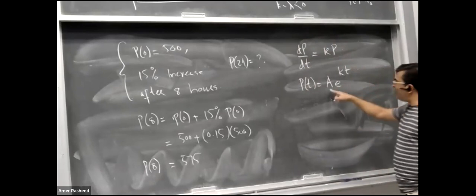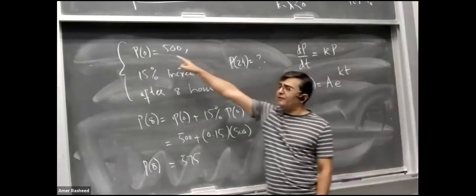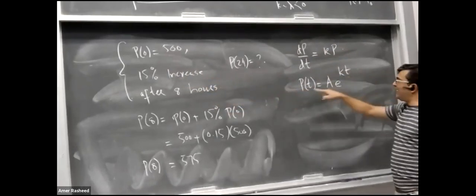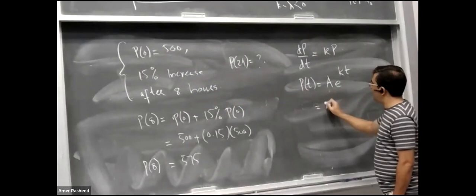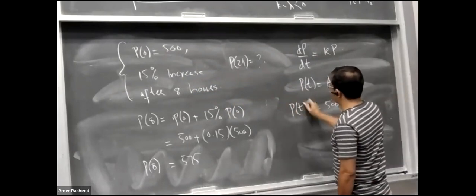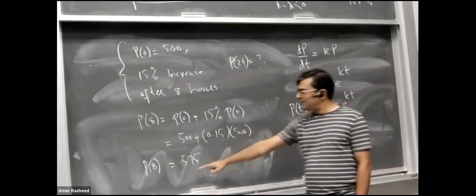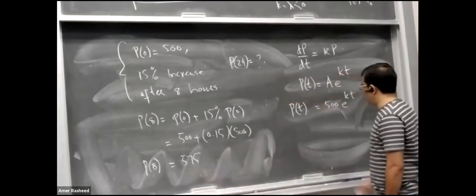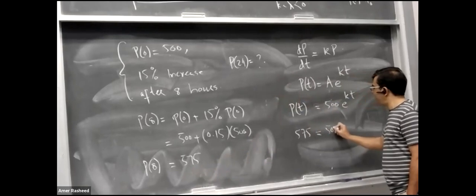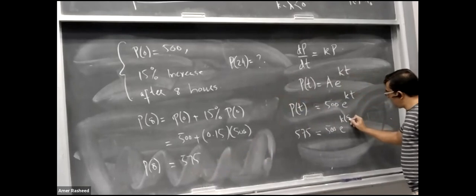Now we have A, what is it? It is the constant of integration. It should be equal to 500. We know it because when you put t equal to 0, we get A equal to 500. So this is your 500 e raised to the power kt. Now still the solution is incomplete. Now this second condition helps us to find the k. Now you can put it: 575 equals 500 e raised to the power k into 8.